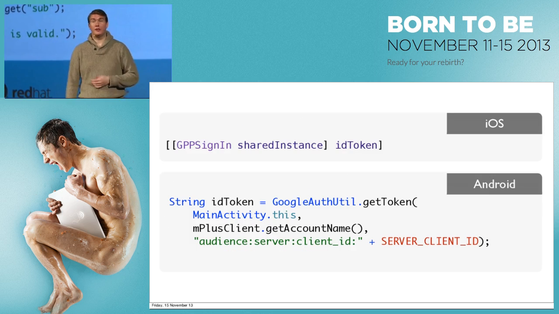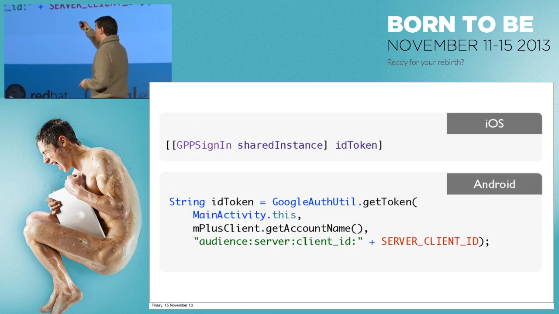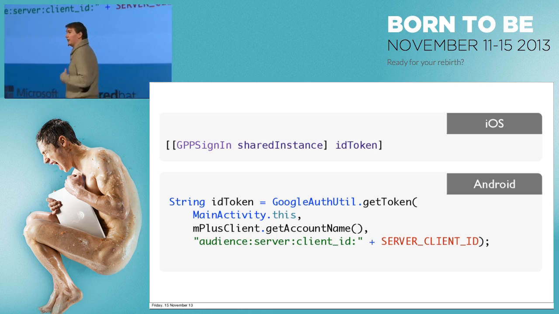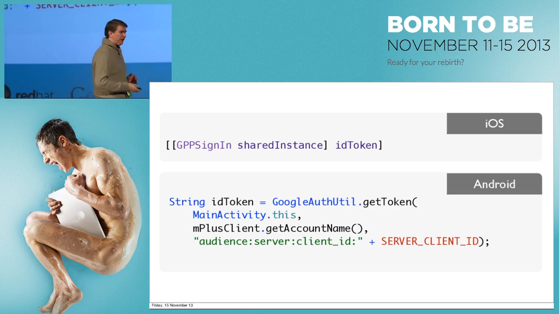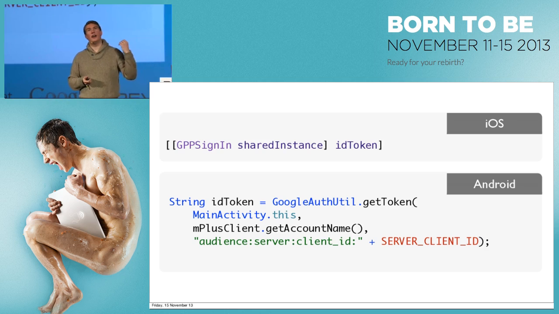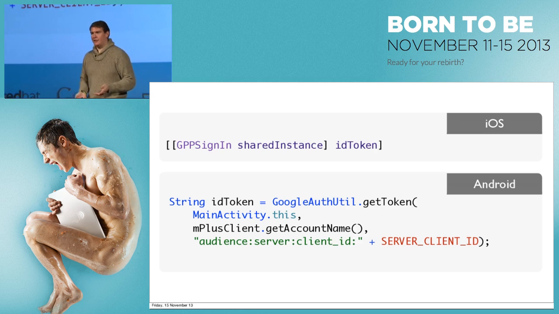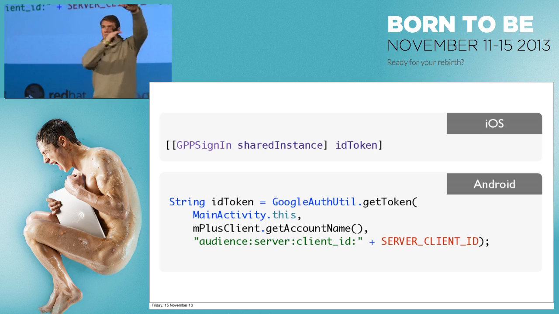Actually retrieving the token is super easy. On iOS, you can just get it any time the user has signed in. GPPSignIn sharedInstance is a kind of singleton object that is universally available in your iOS app. Once the user's signed in, it's going to be populated with all sorts of information, including an ID token. And on Android, you have to use a thing called GoogleAuthUtil, which is the Google Play Services identity layer. And the thing we'll look at a bit later, PlusClient, which is how you do Google Plus sign-in, is kind of built on top of it.